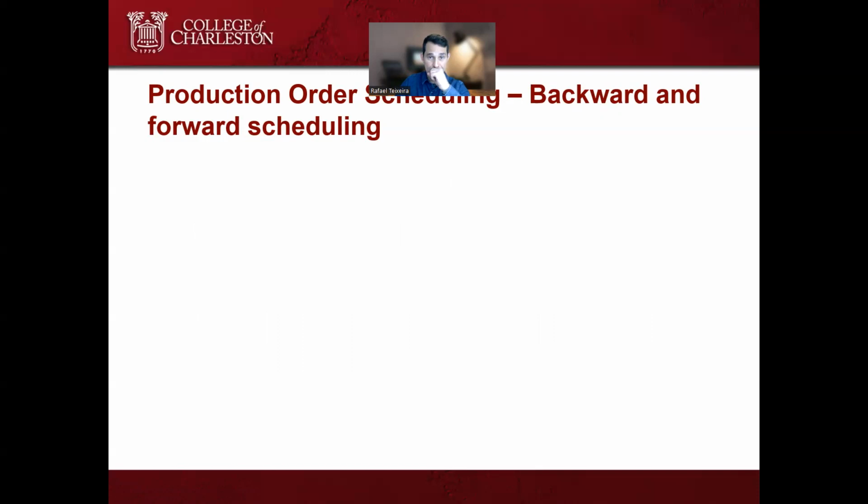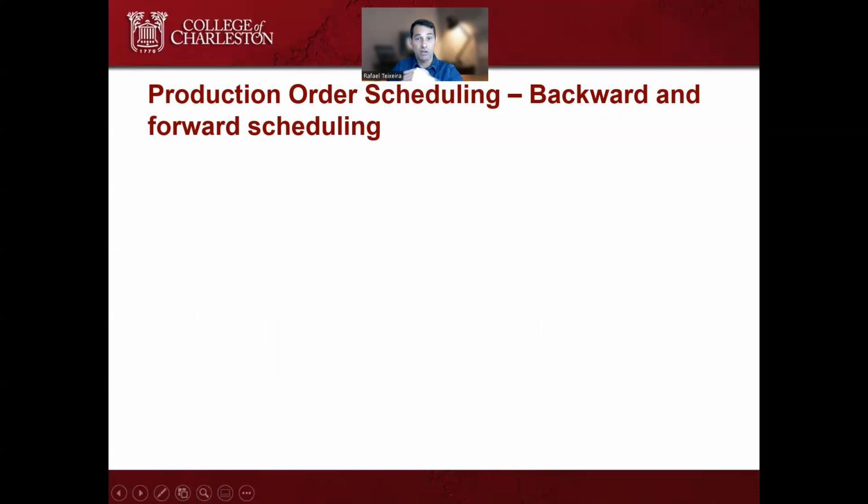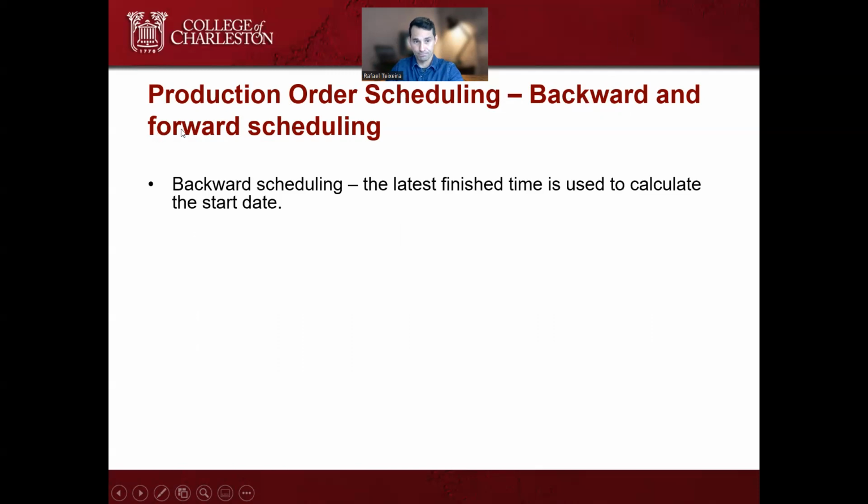The next step is scheduling, because we have to tell customers when they're going to get the products. And then we can use backward or forward scheduling. In backward scheduling, the latest finish time is used to calculate the start date. This means I want to deliver next Friday. So to deliver next Friday, I have to put it in the truck on Thursday. I have to have that in the distribution center on Wednesday night. I have to move it to the distribution center on Wednesday afternoon. It has to be ready on Wednesday morning, and then we come back.